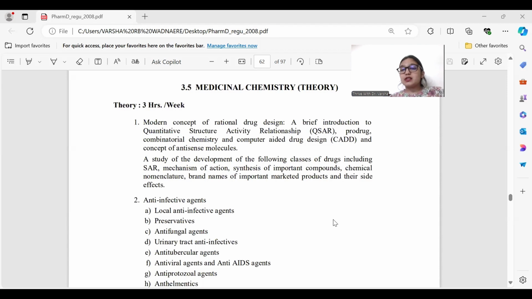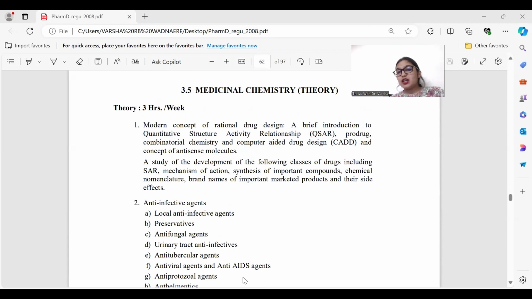And then medicinal chemistry, it's all about whatever you learn in 11th, 12th, as well as in first year in organic and inorganic chemistry. It will be a little bit advanced version of that. That's it. Otherwise, everything is the same. You'll be having 3 hours of theory lectures per week. You'll also be having practical. Whatever topics you learn, you'll be learning all those topics in your practical exam also.